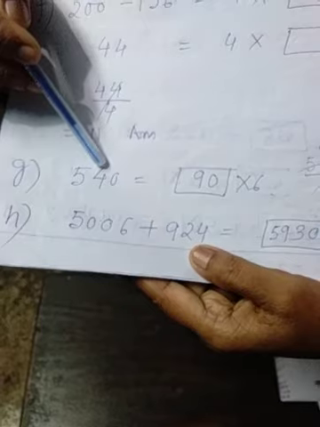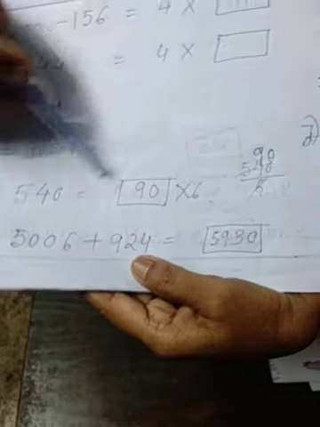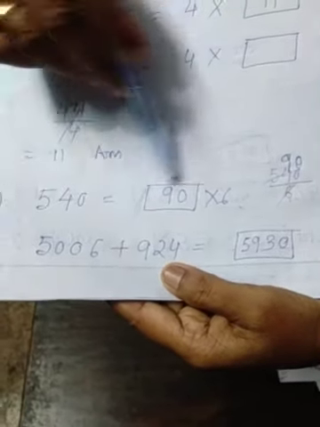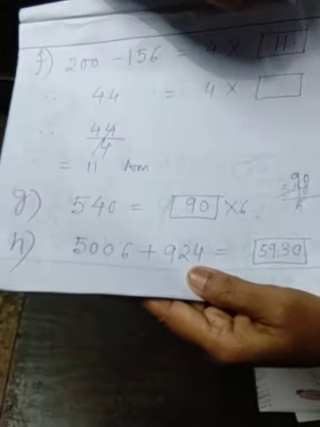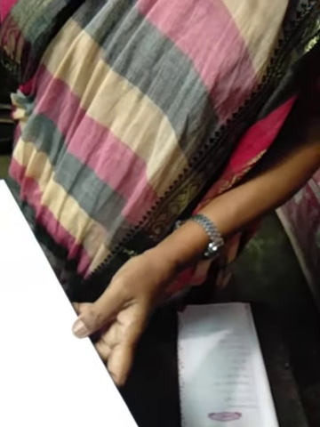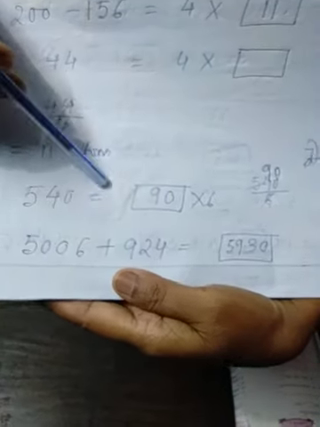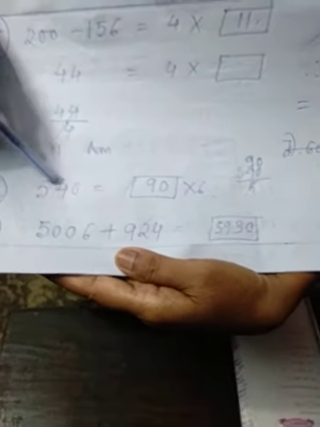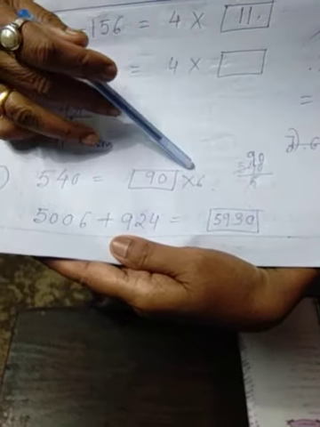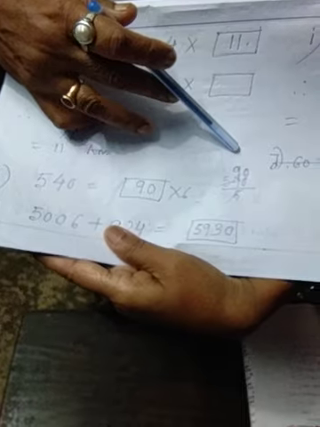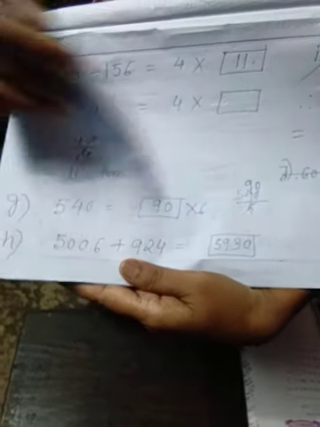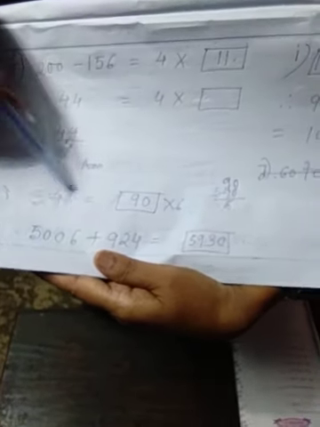G. 540 equal to blank into 6. So 540 equal to 90 into 6. 540 divided by 6. 6 nines are 54, and 0. So 90. Okay. 90 into 6. 6 nines are 54. 540.